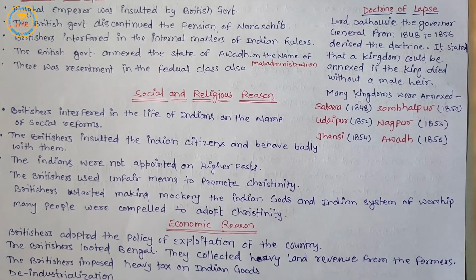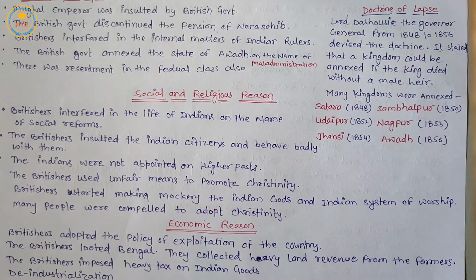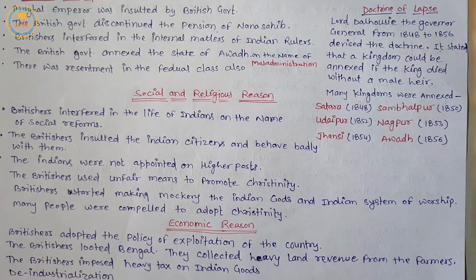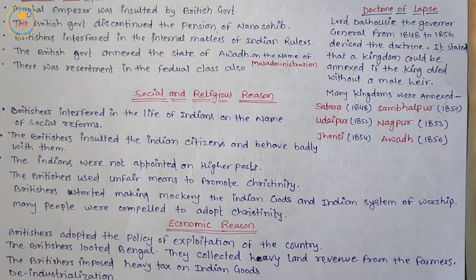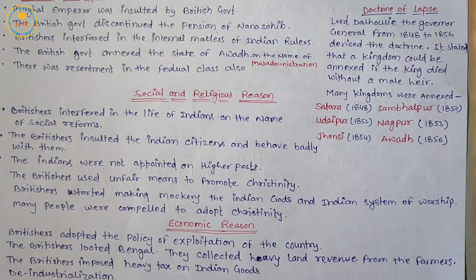Britishers started making mockery of the Indian gods. Mockery means laughing at the Indian gods and the Indian system of worship. Many people were compelled to adopt Christianity.